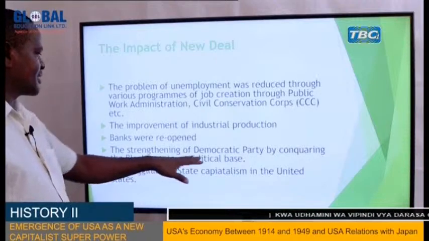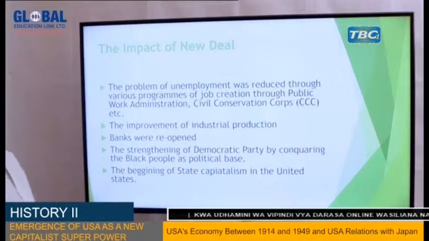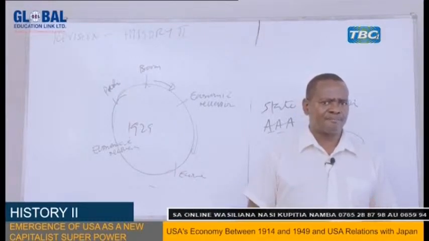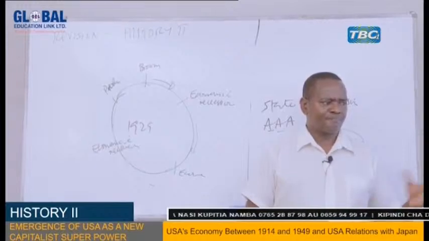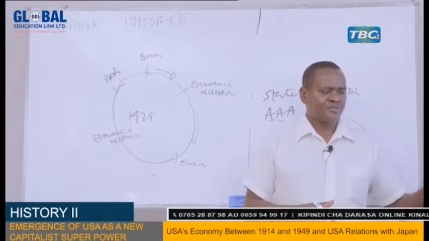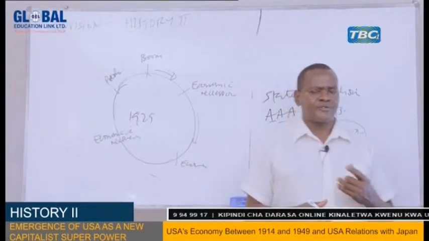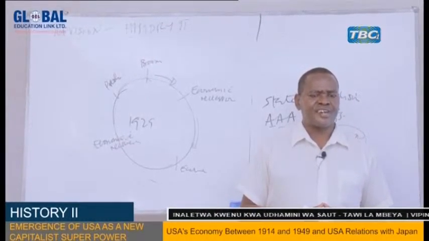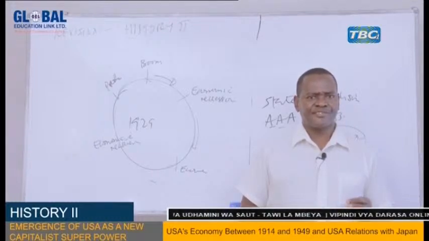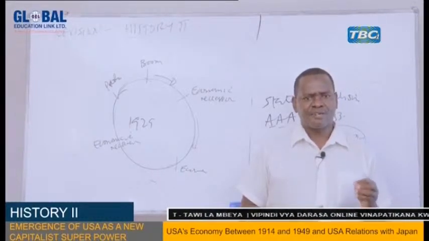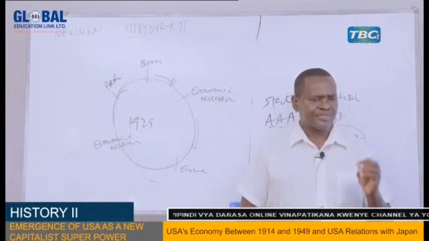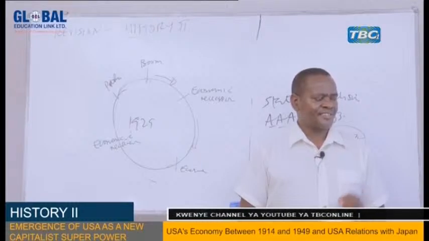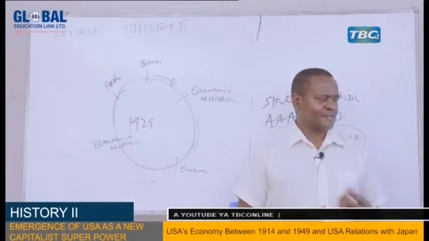Also, it strengthened the Democratic Party by winning the black people as their political base. The black people became the political base and supporters of the Democratic Party. Remember, the black people used to support the Republican Party, especially due to the role played by Abraham Lincoln during the abolition of the slave trade and slavery. Remember, it's Abraham Lincoln who issued the decree to abolish the slave trade and slavery, when he said slave trade and slavery should be abolished by the 1st of January 1863.